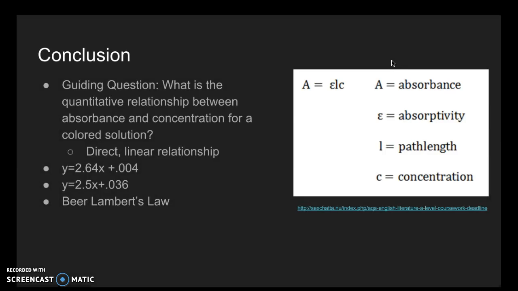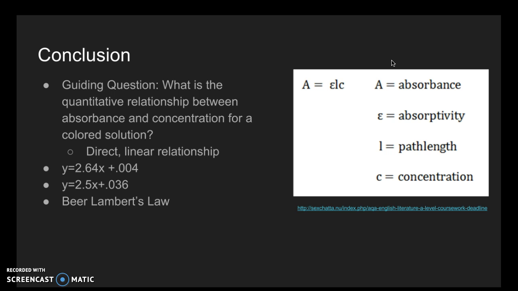Conclusion. Guiding question. What is the quantitative relationship between absorbance and concentration for a colored solution? There is a direct linear relationship between concentration and absorbance. Beer's law states that absorbance is proportional to the concentration. This is proven true in this experiment. The trendline equation is y equals 2.64x plus 0.004 for graph number 1 and y equals 2.5x plus 0.036 for the second graph.